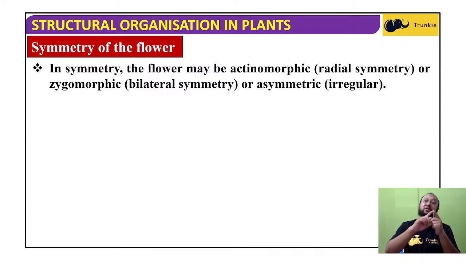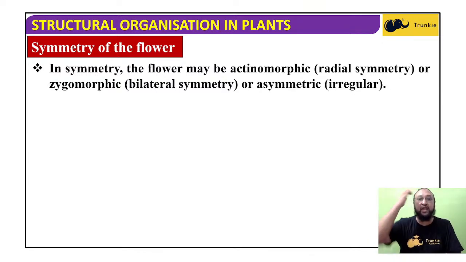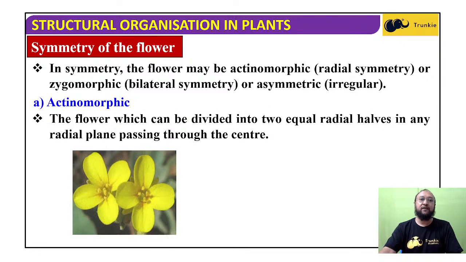When the flower can be divided into equal parts by cutting through any plane passing through the central axis, that is radially symmetrical, and the specific term given in plants is actinomorphic. Bilaterally symmetrical means it can be divided into two equal halves by cutting through only one plane passing through the central axis, and that is zygomorphic. The flower which can be divided into two equal or radial halves in any radial plane passing through the center is actinomorphic.